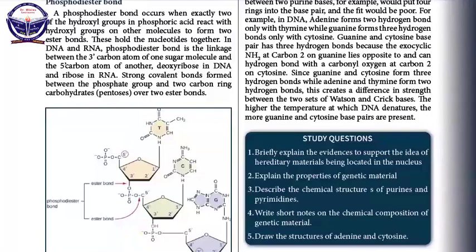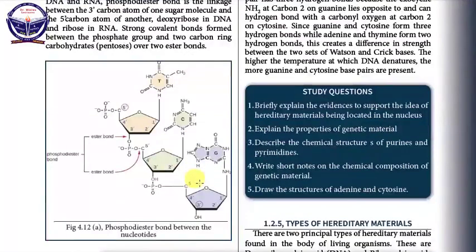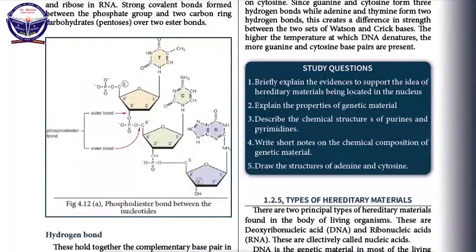Unaona? Kwa hiyo inakuwa hii phosphodiester bond inaunganisha hapo. Let me show you here. Phosphodiester bond inaunganisha fifth carbon na third carbon. Unaona? Pale fifth carbon na third carbon.